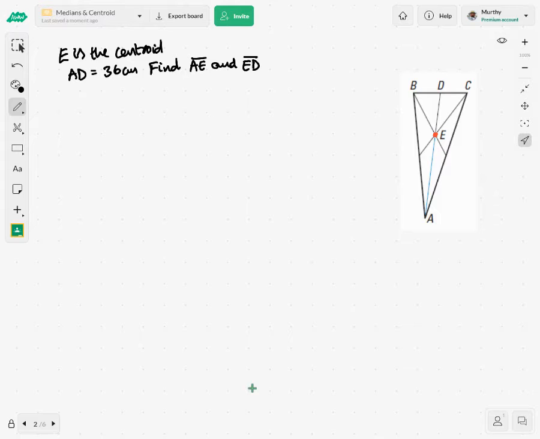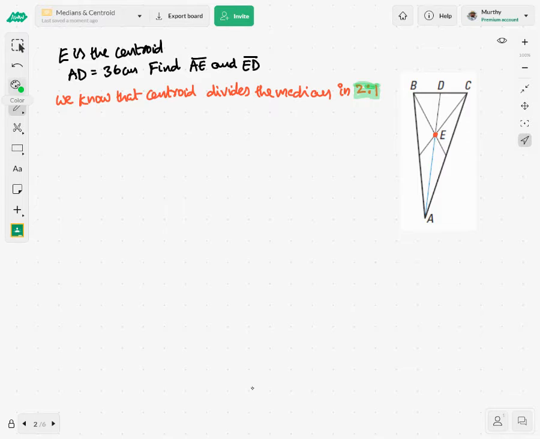So if this is the case, let me write it again. We know that the centroid divides the median in the ratio of 2:1. So here you have to remember especially the ratio part, which is 2:1. Okay, this is the key point.